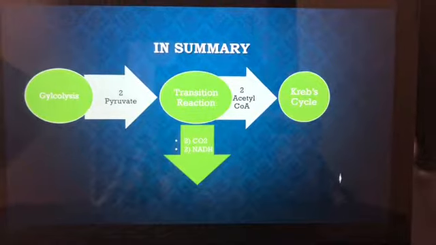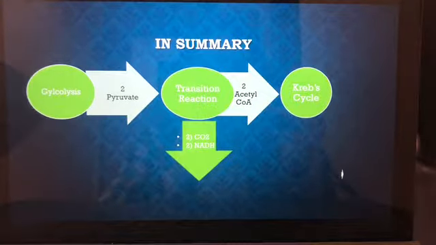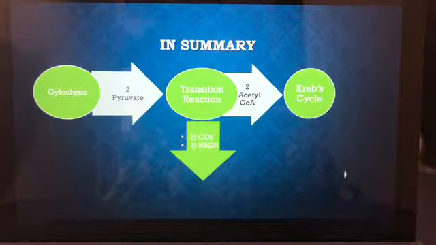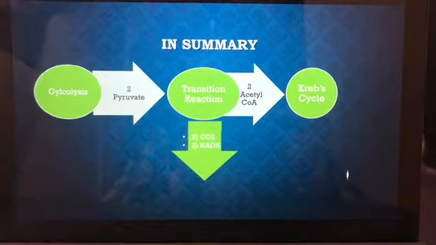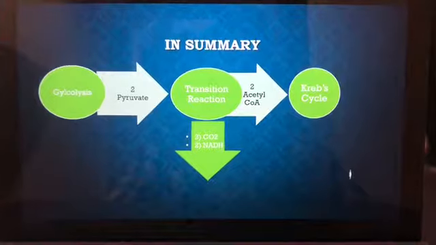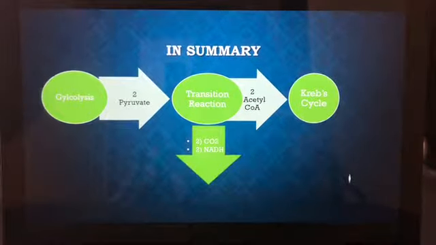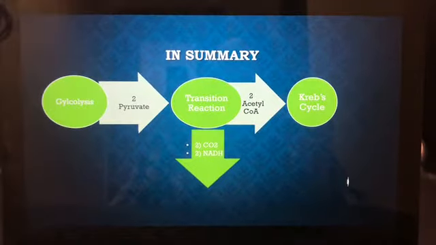Correct, Miles! In summary, glycolysis produces 2 pyruvate that proceed to the transition reaction. The transition reaction produces 2 CO2 and 2 NADH, and then 2 acetyl-CoA that proceed to the Krebs cycle. No ATP is used or produced in the transition reaction.